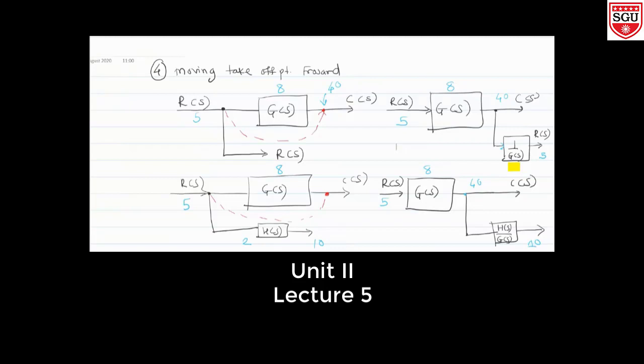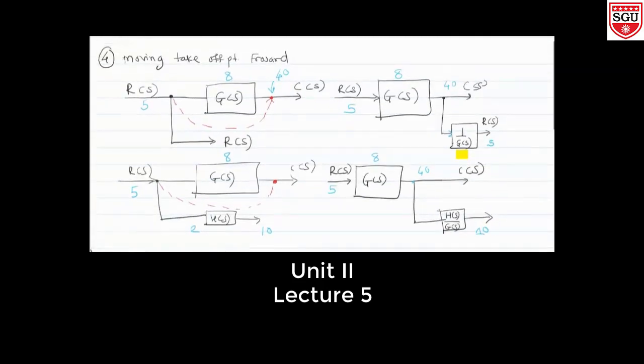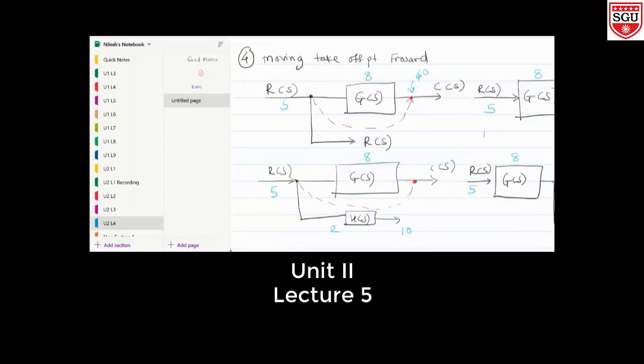So it is in front of you. Rule number 4. Just have a look. It is moving the takeoff point forward. When we move the takeoff point forward, we have to insert a block which is the reciprocal of the functional block which is in front of that takeoff point. Okay. Is it clear, Mahesh? Yes. So we will move forward.